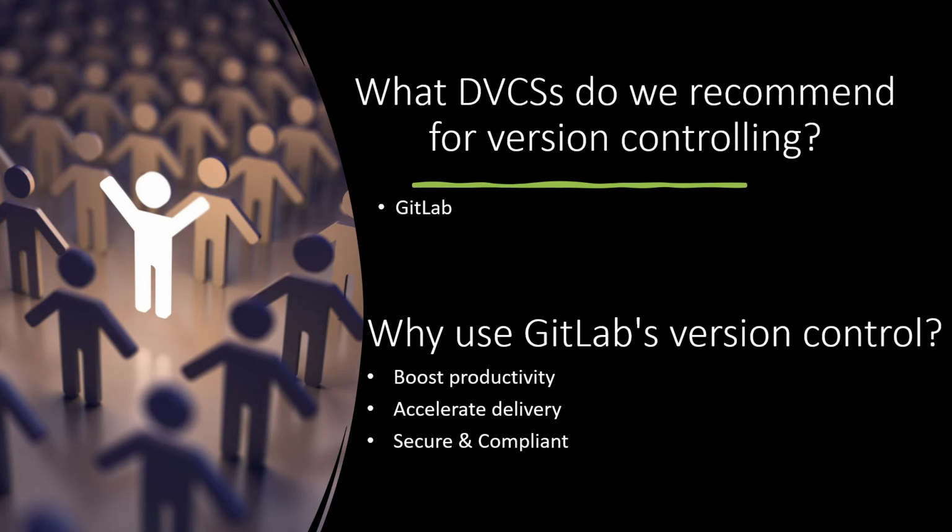And what are the main specifications of the GitLab version control system? It boosts productivity through reducing rework, lowering cost of delivery, and improving dev experience. On the other side, it accelerates delivery through shrinking cycle time, rapid reviews, and quality, increasing dev velocity, and it is secure and compliant. It has end-to-end traceability, visibility, and reporting. It simplifies audits and security.